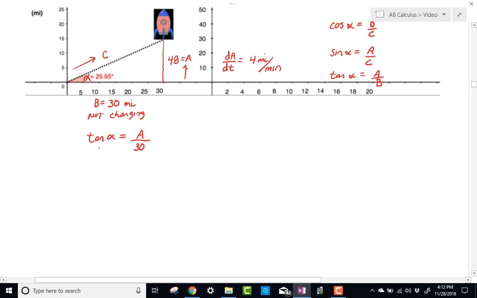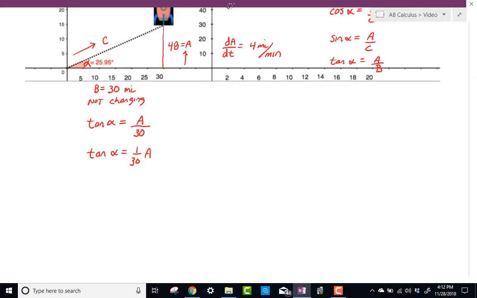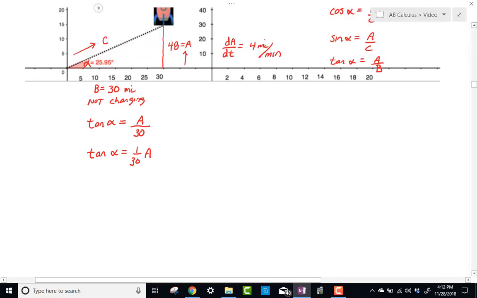And so now, I think what I'm going to do, just the A over 30, I'm going to rewrite this just so it makes a little more sense when I do the derivative. Tangent of alpha equals A over 30, which is really just 1/30th A. Okay? So you'll see what I'm talking about here in a second. All right, so here we go. Taking the derivative of both sides.